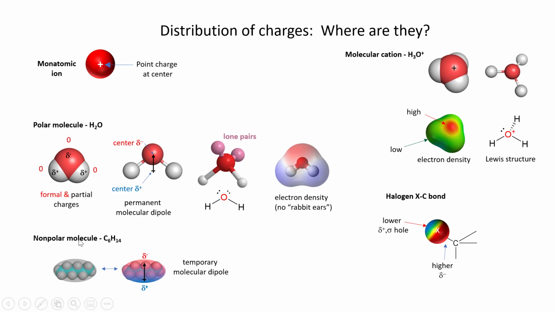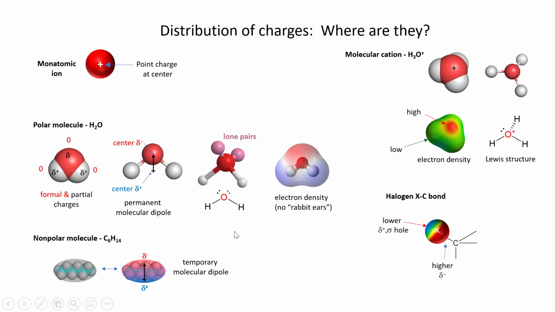Finally, let's consider a nonpolar molecule like hexane that has no formal charges or permanent slight positive or negative charges, so there is no permanent molecular dipole. However, given the fluctuating nature of electron clouds, at any one moment there might be a buildup of electrons on one side of the molecule and hence a depletion on the other side. This forms a temporary slight positive and negative side, and hence a temporary molecular dipole.